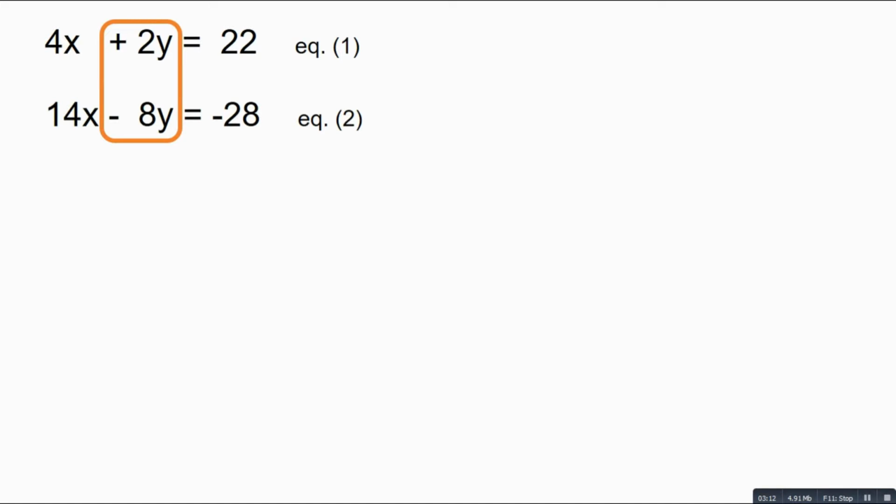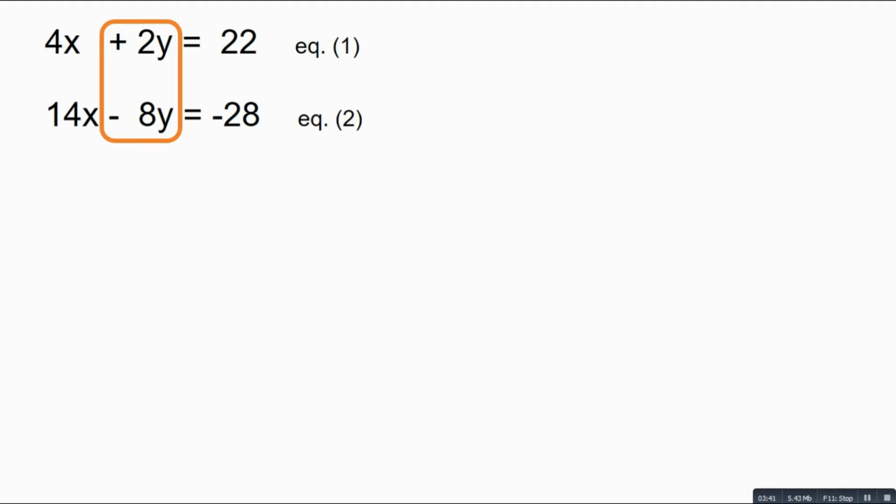If somehow we can make the plus 2y into plus 8y and add it to minus 8y, we can eliminate the variable y. Alternatively, if we can make the minus 8y become a minus 2y, and then add it to the plus 2y, you end up with 0. So now you solve for the only variable left in those two equations, which is x. So how can we do that? You can actually do it in different ways, as I explained.